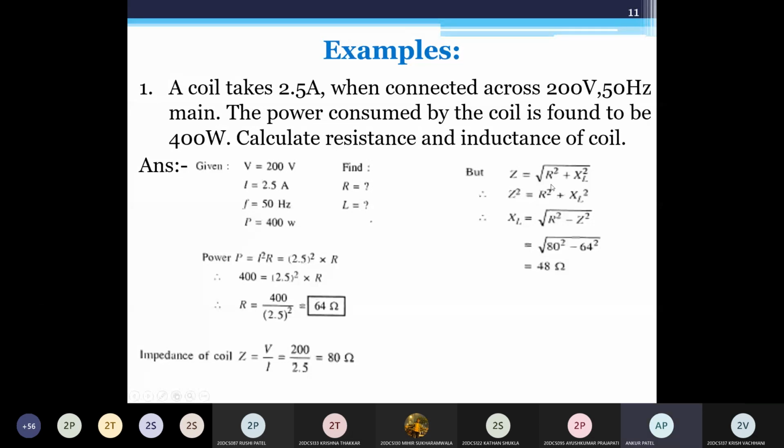Yes, sir. Okay, so first we found XL, and we know XL is equal to omega L, or we can say XL is equal to 2 pi F into L. So L is equal to 48 upon 100 into pi, where pi is equal to 3.14. So it is 0.153 Henry. Any doubt in this example?